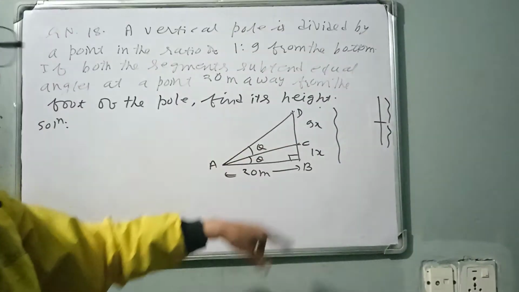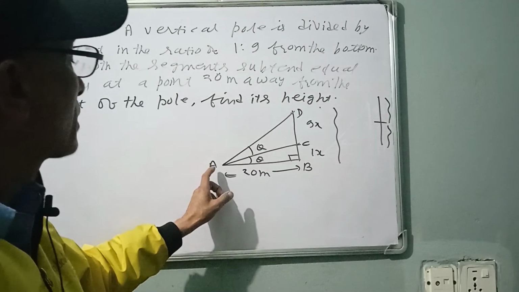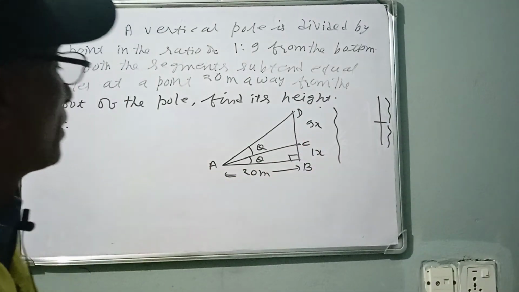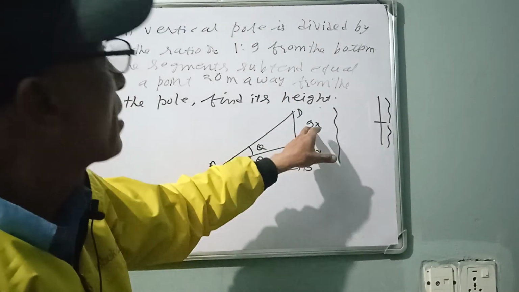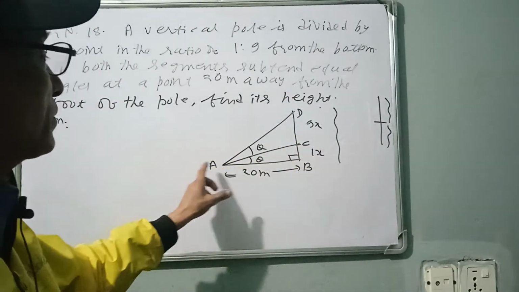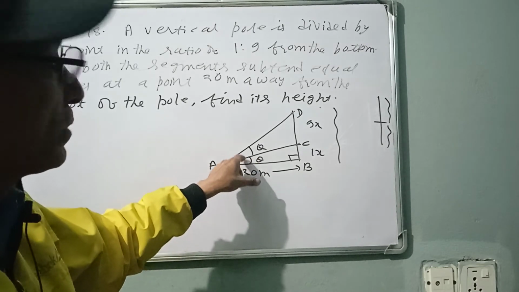Before solving the problem, you have to take triangle ABC first of all. ABC. Make let 1x and 9x be the parts. We subtend equal angle theta.